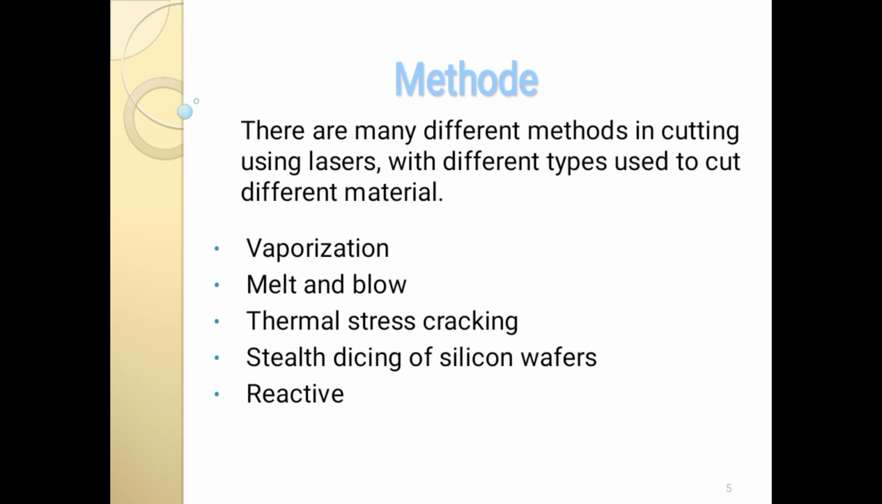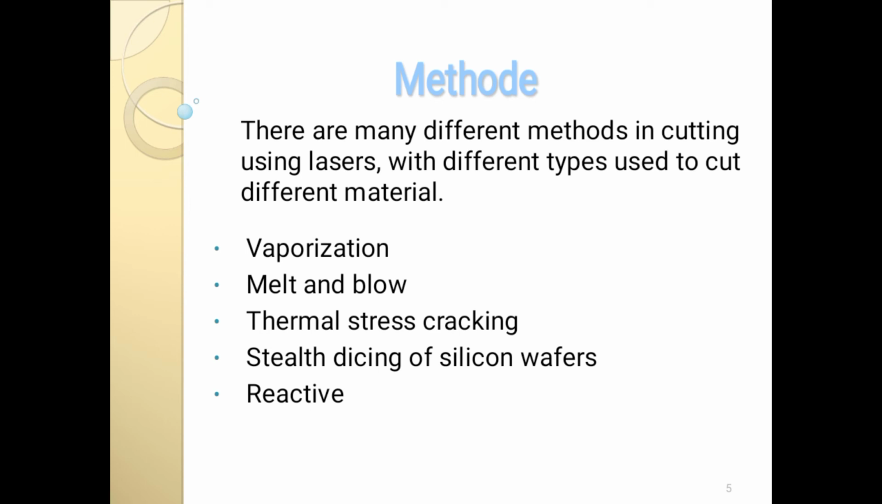Third, thermal stress cracking. Brittle materials are particularly sensitive to thermal fracture. A fracture is propagated in thermal stress cracking. A beam is focused on the surface causing localized heating and thermal expansion. This results in a crack that can then be guided by moving the beam. The crack can be moved in order of meters per second. It is usually used in cutting of glass.